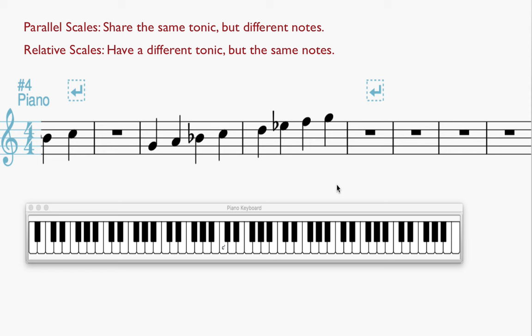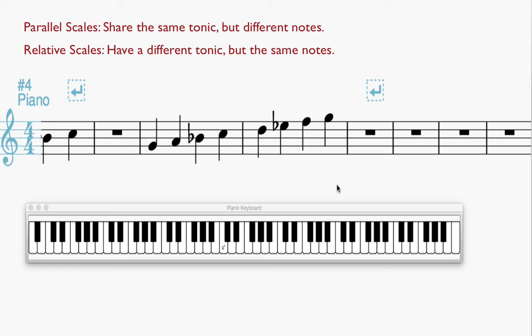So relative scales mean that they don't share a tonic, but they share all the same notes. Parallel scales mean that they do share the same tonic, but do not share all the same notes. Okay, so get comfortable with those two words. We use them a lot in music theory.